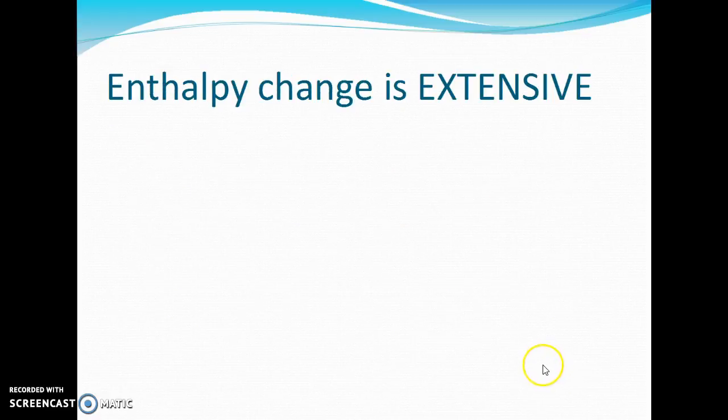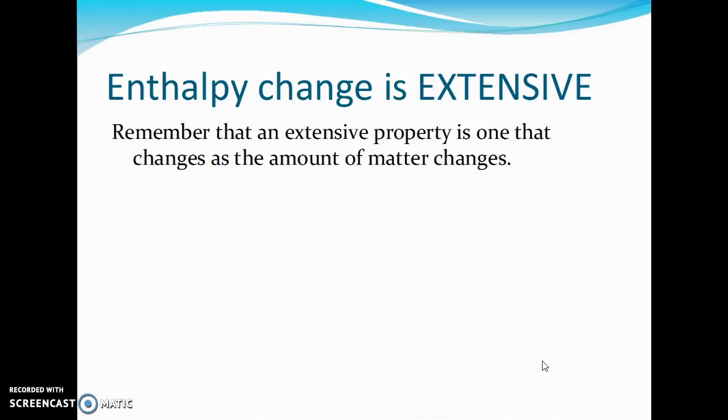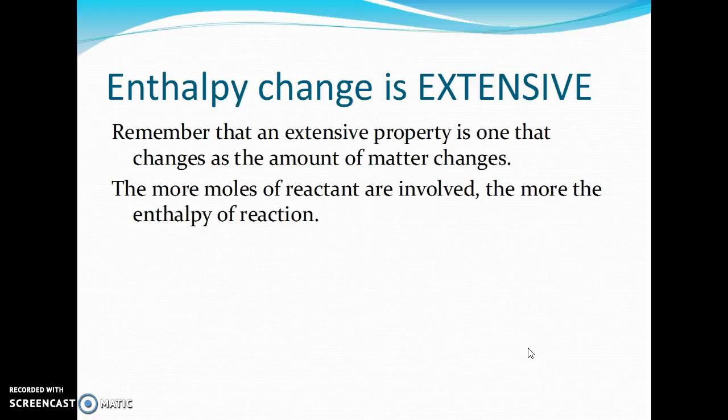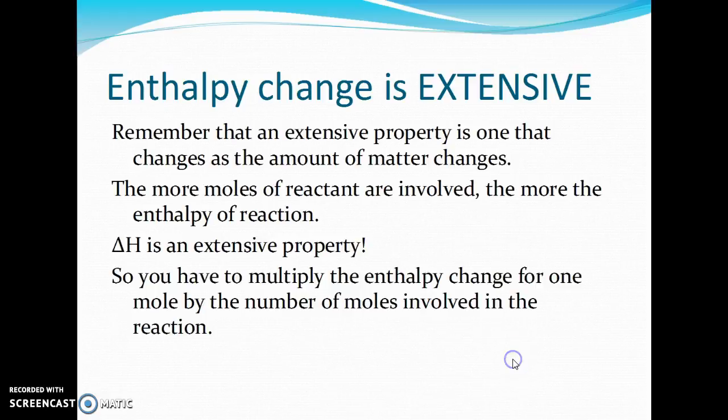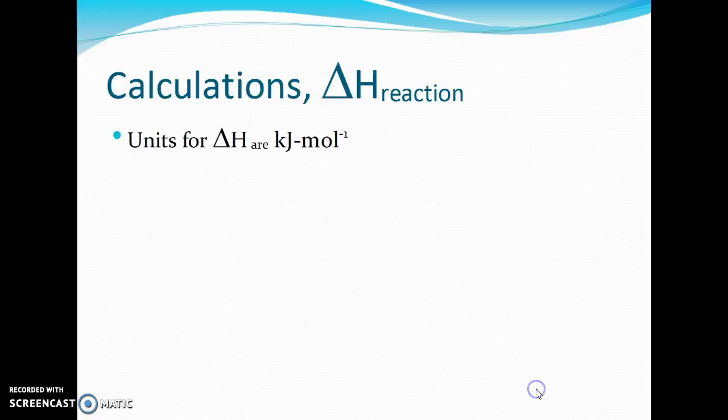Now the enthalpy change is an extensive property of matter. Remember, an extensive property is one that changes as the amount of matter changes. That's why we report enthalpy change as the delta H in kilojoules per mole. The more moles of reactant are involved, the higher is the enthalpy of reaction, or the more negative is the enthalpy of reaction if it's negative. Delta H then is an extensive property. So you have to multiply the enthalpy change for 1 mole by the number of moles involved in the reaction.